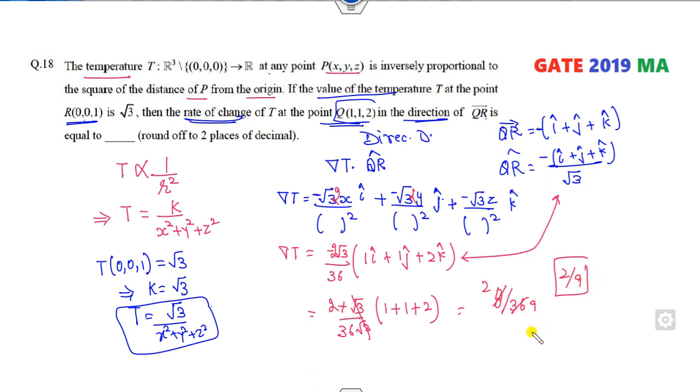What is the answer of that, 2 over 9, up to 2 decimal places? 0.22 is the right answer of this problem.